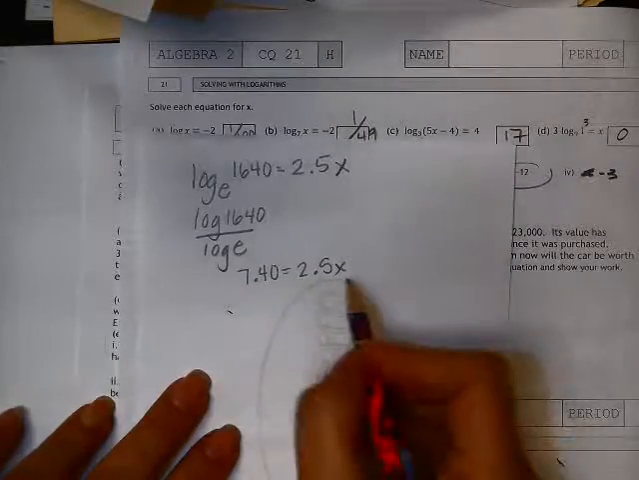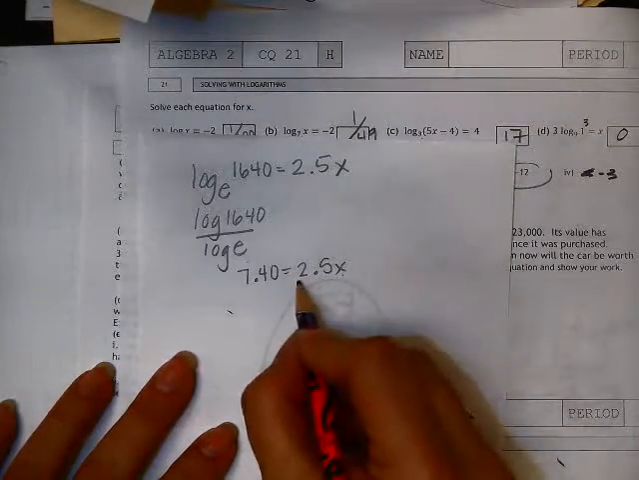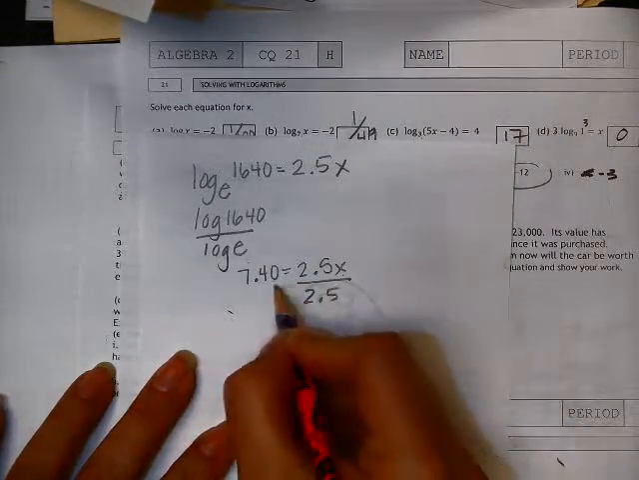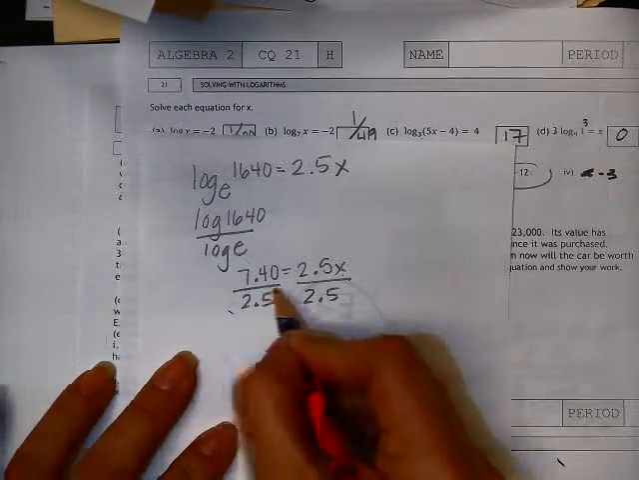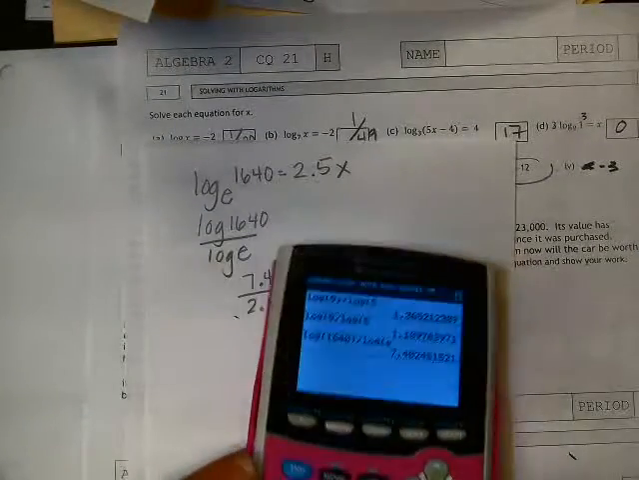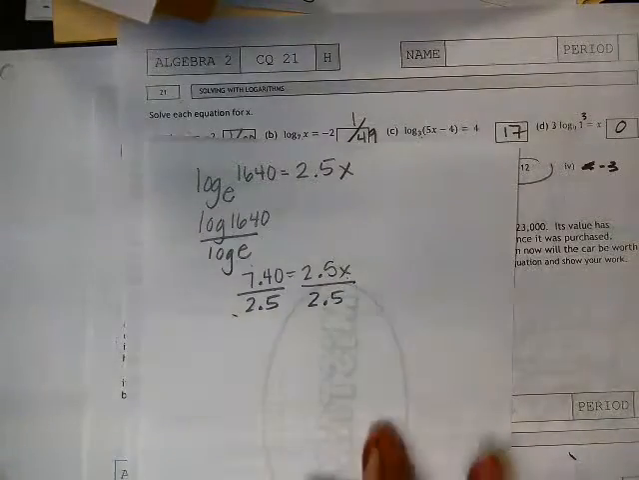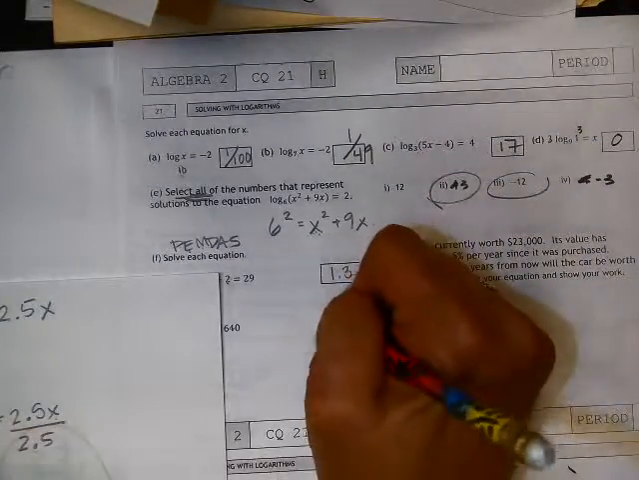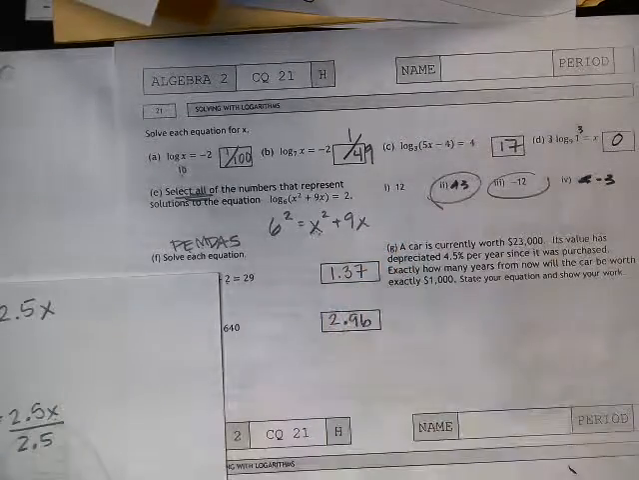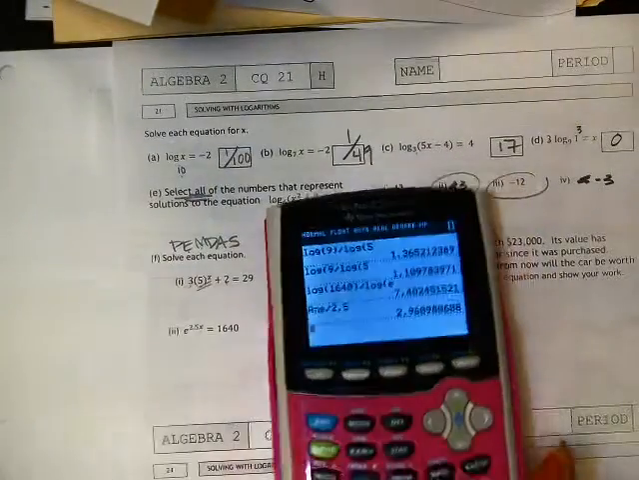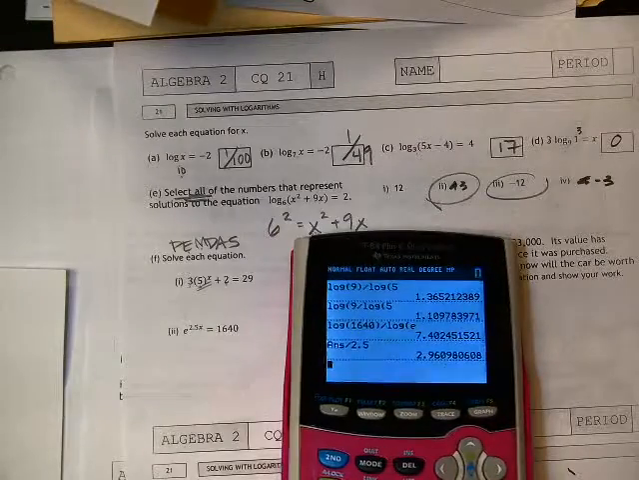But here's the thing, I still don't have x by itself. So we need to make it that way. This was multiplication, so we're going to do division. So I'm now going to divide by 2.5 in my calculator, and I would get 2.96 as my answer. Now, I'm just going to make sure that this is the answer.